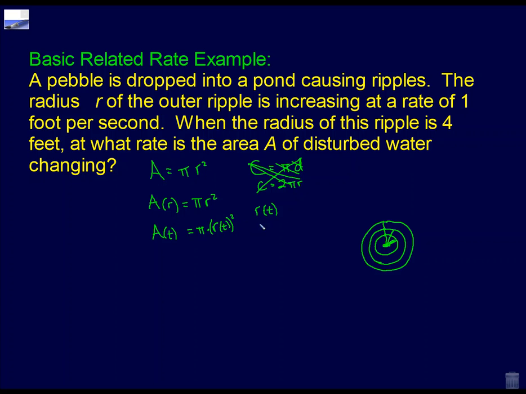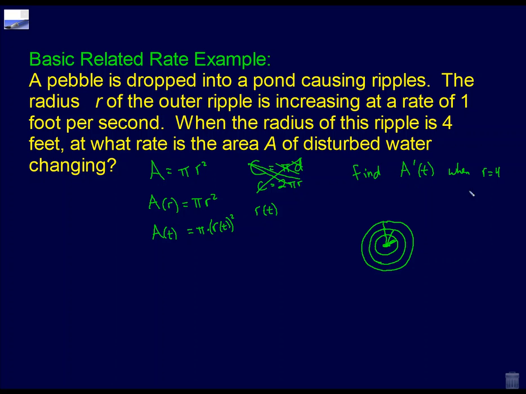And what I want to find is the rate at which the area is changing. So in terms of calculus notation, that's an instantaneous rate. And what I want to find is A prime of t, the rate at which the area is changing at a particular moment in time when the radius is 4. Okay?